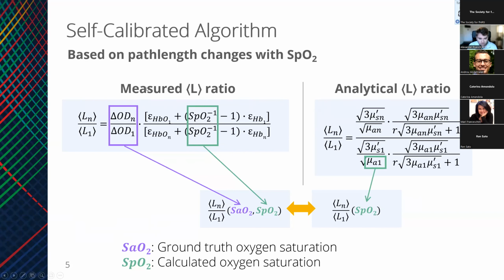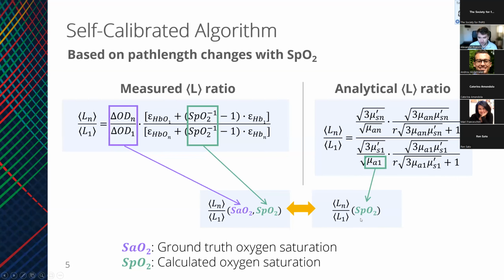We compare this measured L ratio to an analytical L ratio. This is the equation for path lengths in diffuse media, and the mu A here is also a function of SpO2. So now we have 2 different solutions, a measured and an analytical one. The measured one actually has the ground truth in it by measuring the delta OD. So we set these equal and minimize the distance between the 2 by fitting or optimizing the SpO2 estimate.